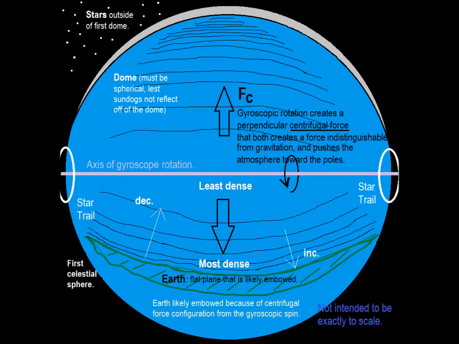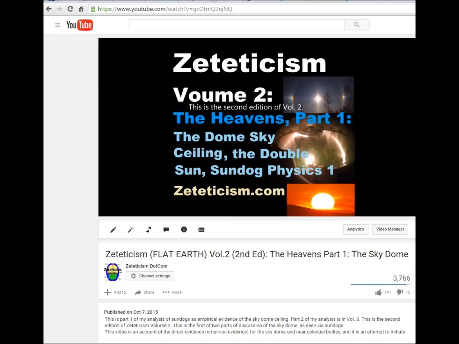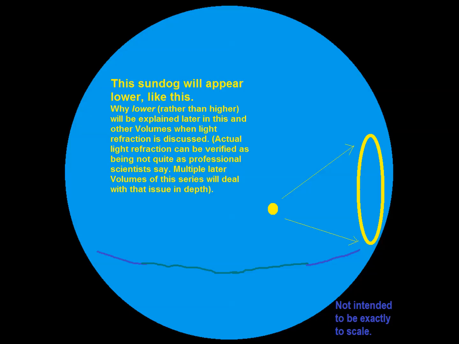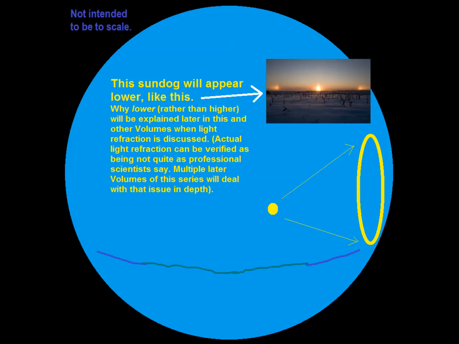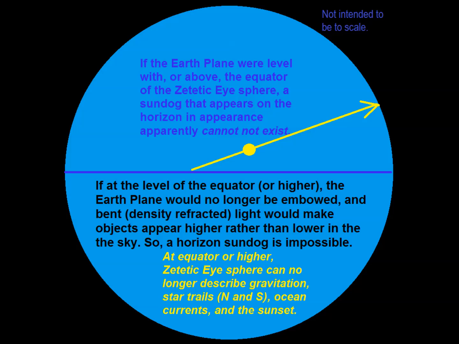But there is a second piece of evidence for sundogs revealing that the Earth plane is oriented in this way, such as you're seeing on your screen now. And that comes also from volumes 2 and 3 of this documentary series, where it was shown by experimentation that apparently sundogs can only be created as a reflection off the back of the sky dome ceiling.